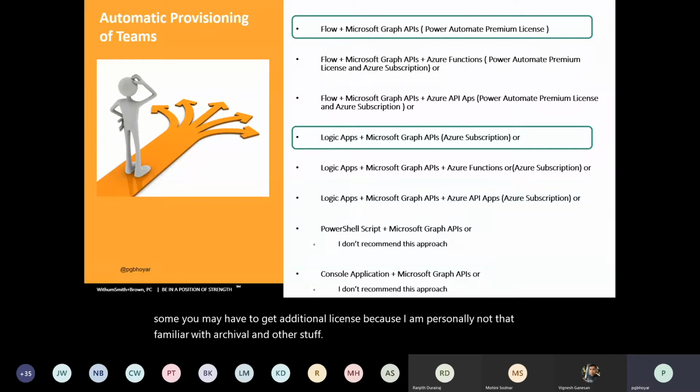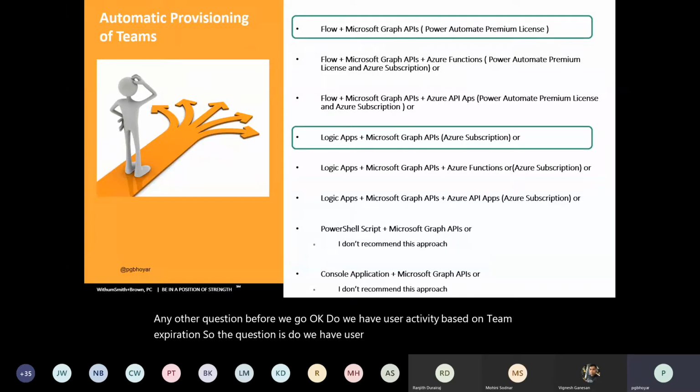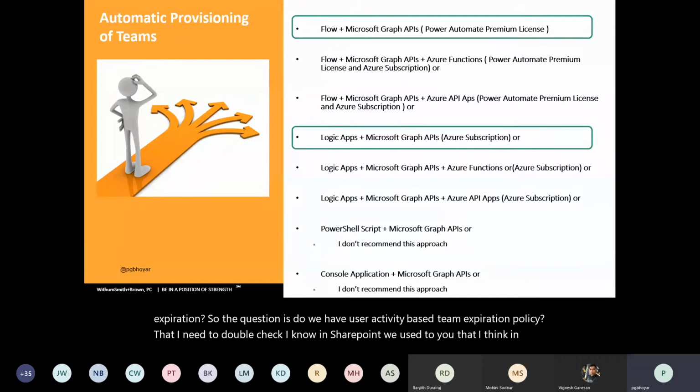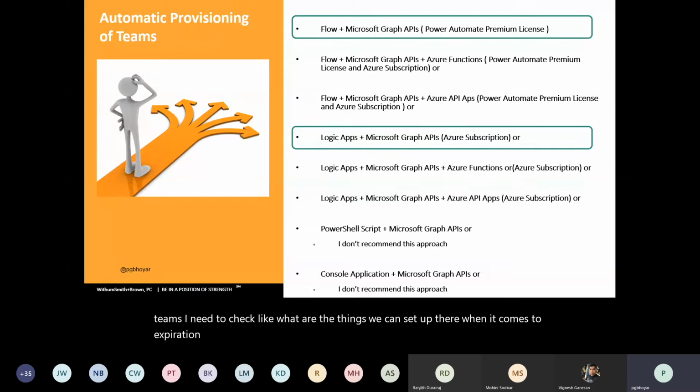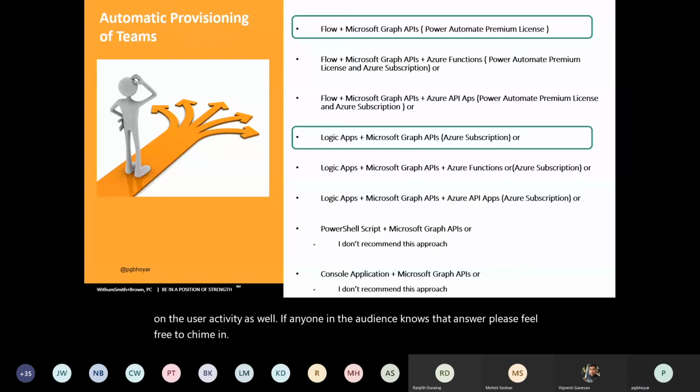Any other question before we go? Okay, do we have user activity based team expiration? So the question is, do we have a user activity based team expiration policy? That I need to double check. I know in SharePoint we used to do that. I think in Teams, I need to check what are the things we can set up there when it comes to expiration, whether it's solely depending on the date or whether it's depending on the user activity as well. If anyone in the audience knows that answer, please feel free to chime in. Any other question? Okay. All right.